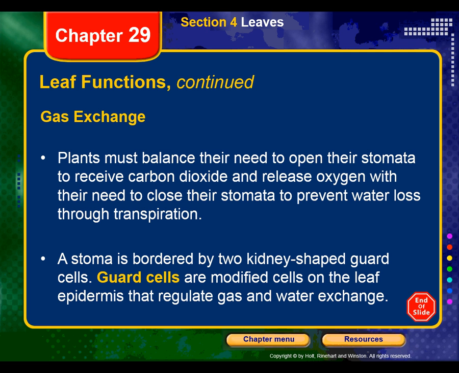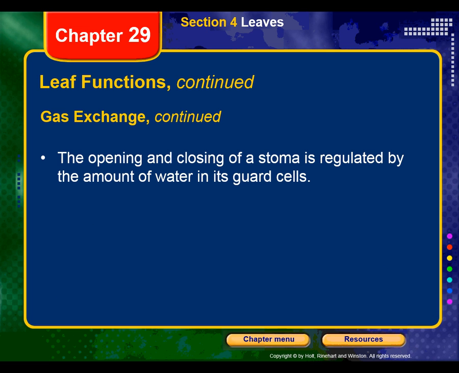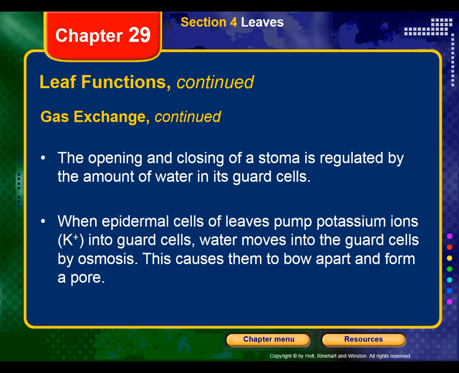So a stoma is bordered by two kidney-shaped guard cells, and these guard cells are modified cells on the leaf epidermis that regulate the gas and water exchange. Now, there's a process for the guard cells that can open and close. Pretty straightforward. The opening and closing of the stoma is regulated by the amount of water in those guard cells. So when the epidermal cells of the leaf pump potassium ions, again, active transport, into the guard cells, water moves into the guard cells by osmosis.